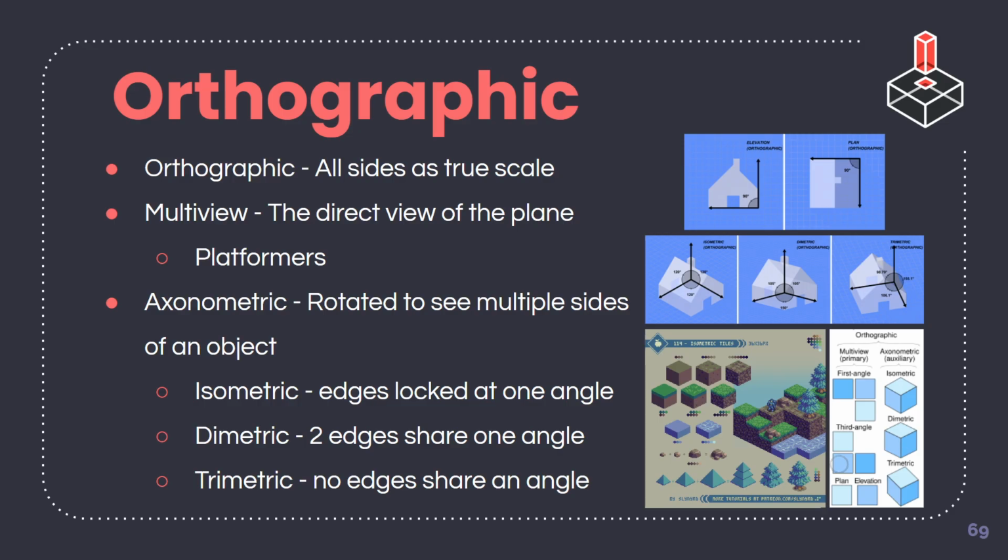For diametric, two edges will share one angle. This example right here says the top two are both 105 degrees, and then the bottom is 150. Diametric is basically taking isometric and shifting the camera a little bit downward or a little bit upwards, so a little bit more than a flat top-down view. And then lastly, trimetric: you have no edges that share an angle, so none of those angles are equal.